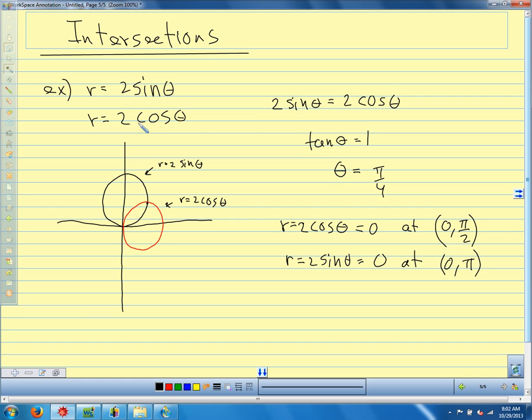So the bottom line is often you'll have to graph these functions to make sure you get all the points of intersection. And because at the pole, r can be 0 for any particular value of theta, we have to be careful. We have to evaluate the pole separately. So bottom line is always graph your equations to make sure you get all the points of intersection.